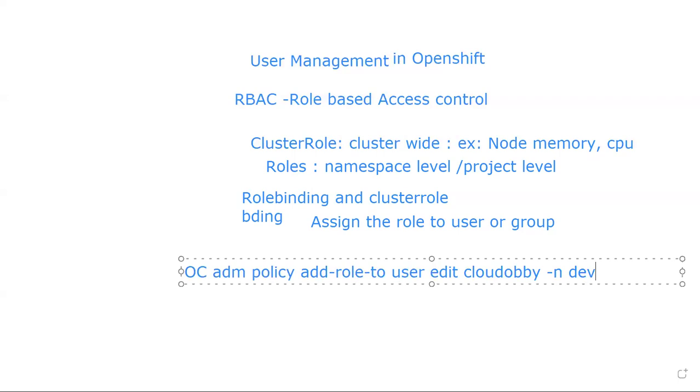So basically, if you want cluster-wide permissions, you need to use cluster role and cluster role binding. At namespace level, you have role binding.